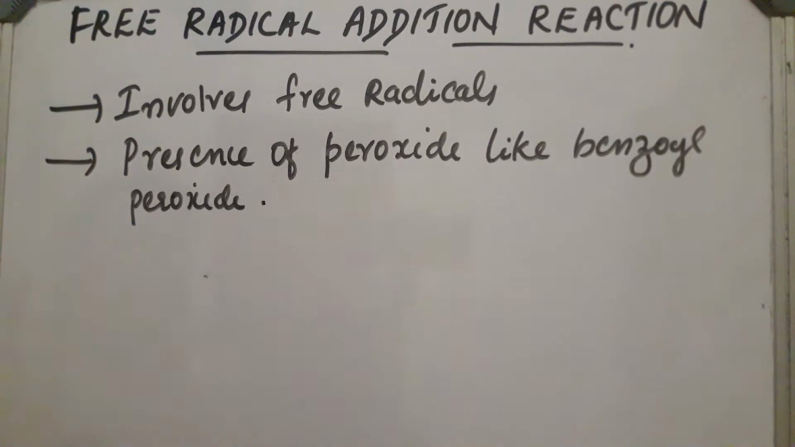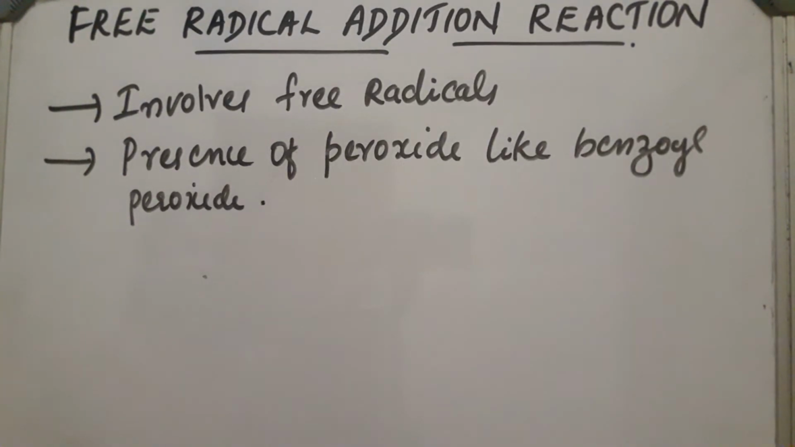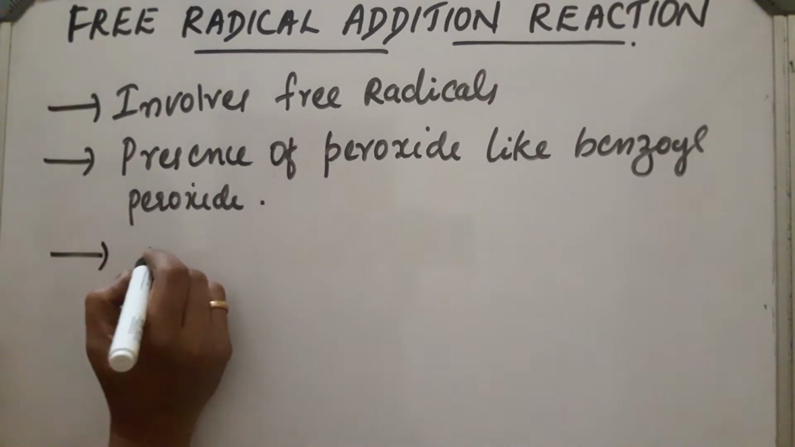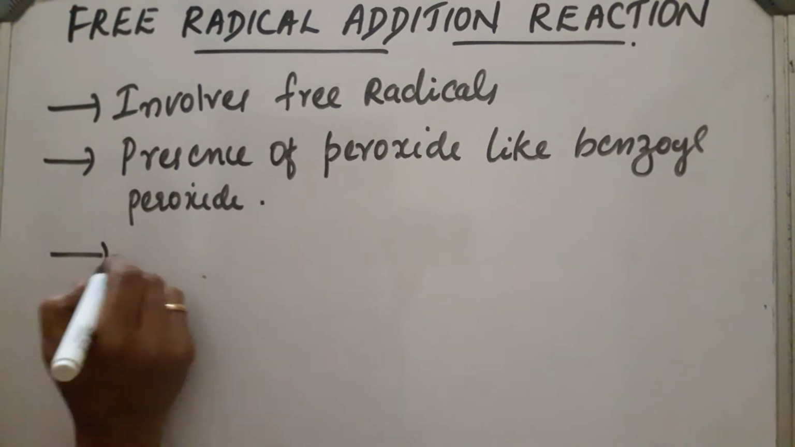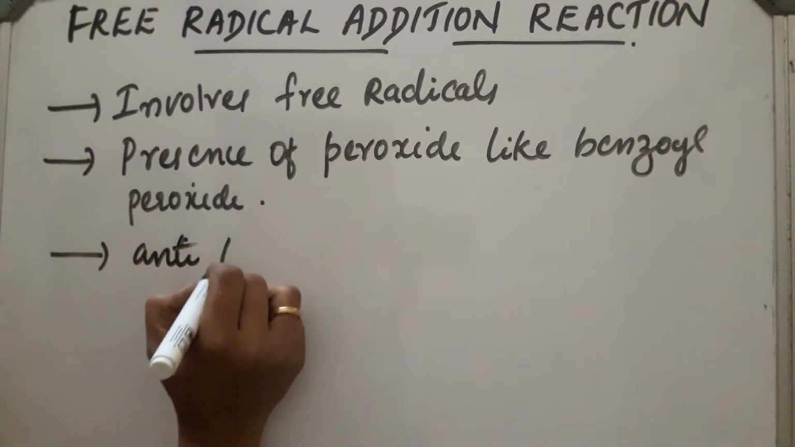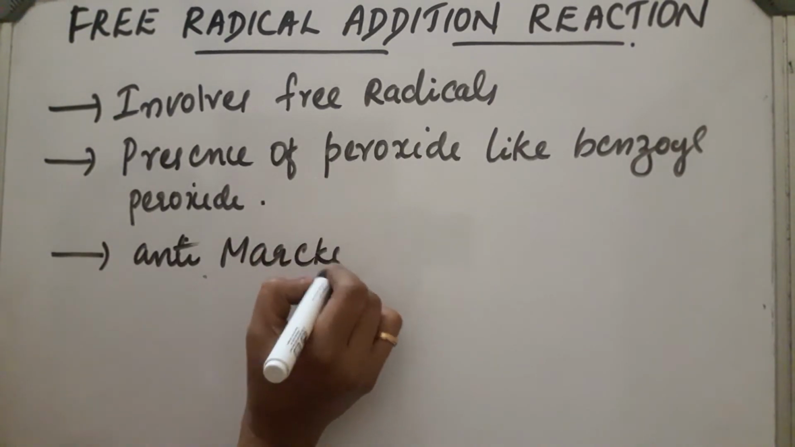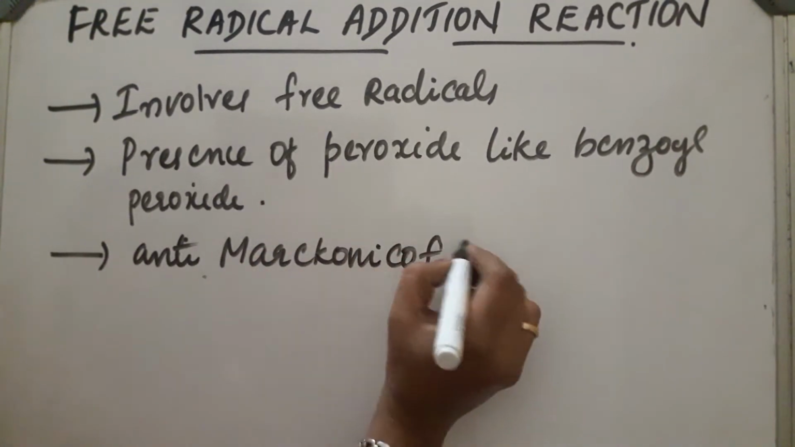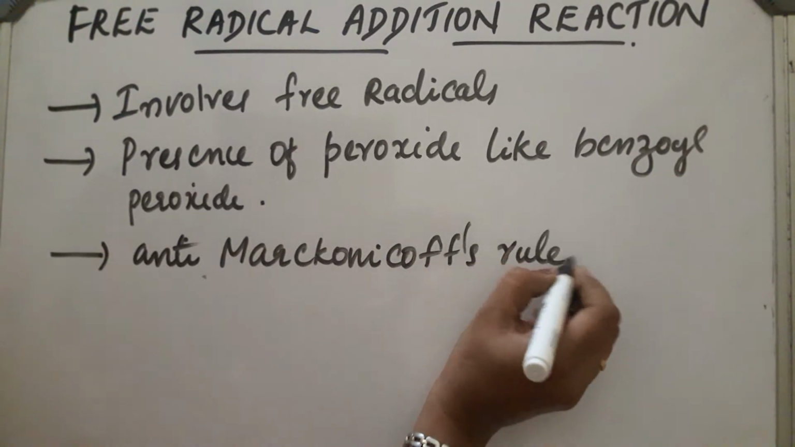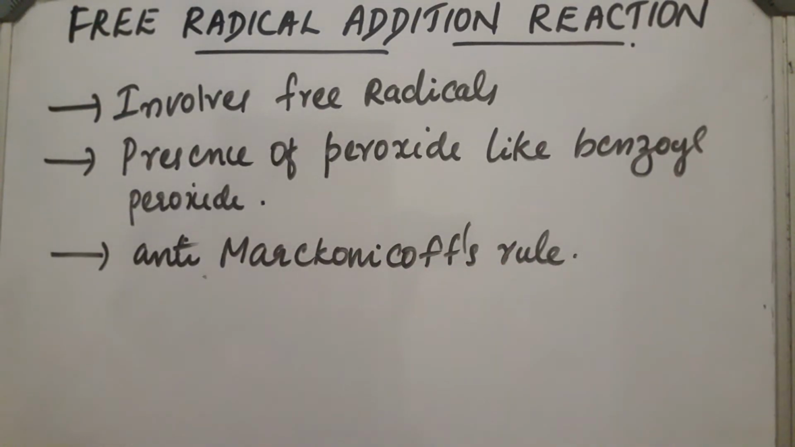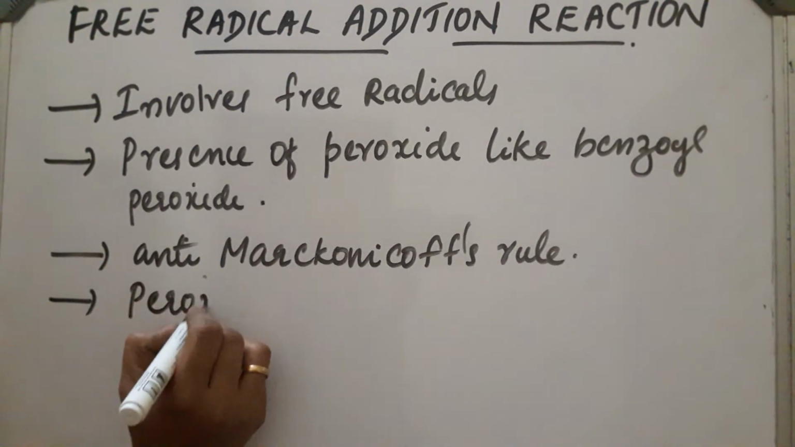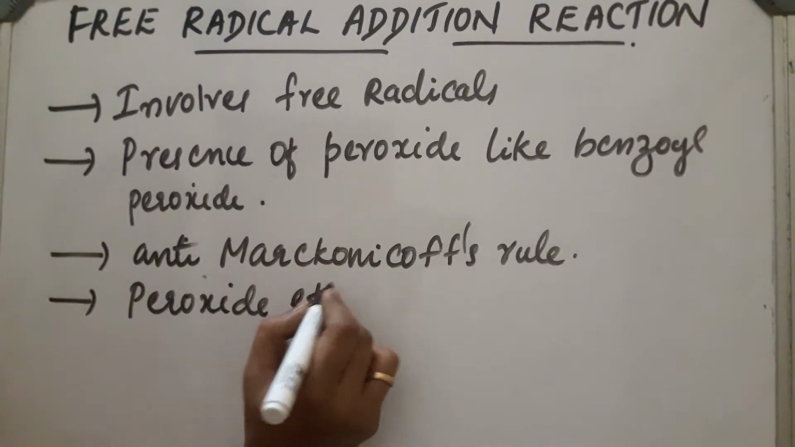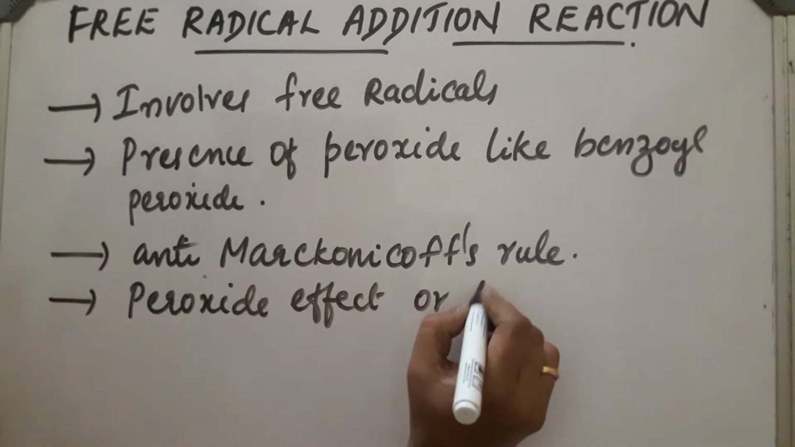In the presence of this peroxide, the reaction takes place reverse to that of Markovnikov's rule. So the free radical mechanism follows which rule? Anti-Markovnikov's rule. And this reaction takes place in the presence of peroxide, so it is also called the peroxide effect or Kharasch effect.